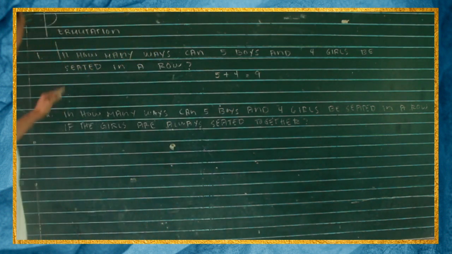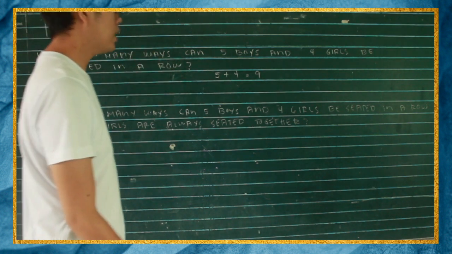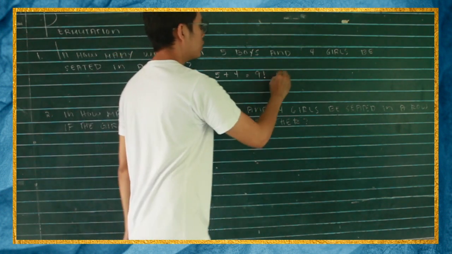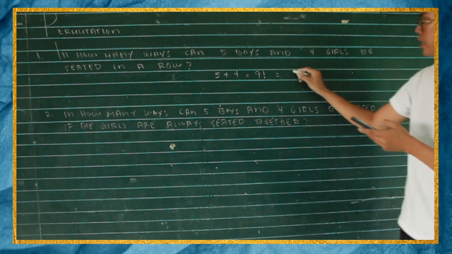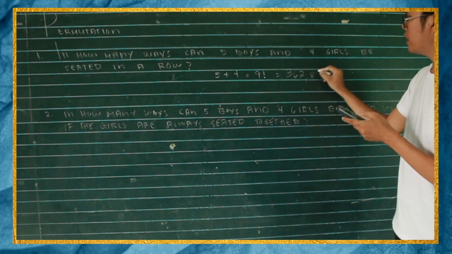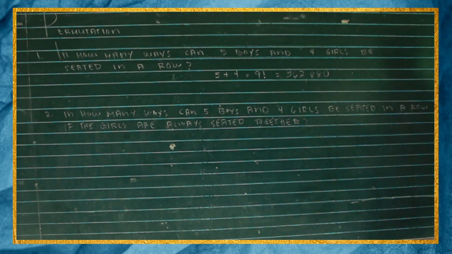So to get the number of ways they can be seated in a row, we just have to compute 9 factorial. 9 factorial is 362,880. So that is the number of ways 5 boys and 4 girls can be seated in a row.